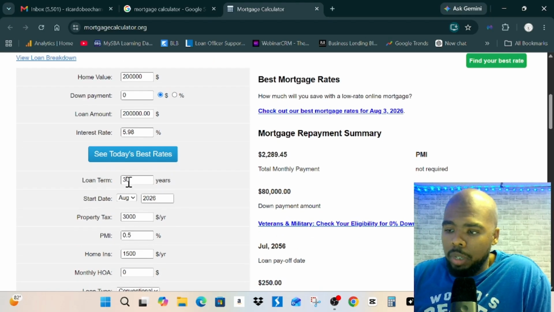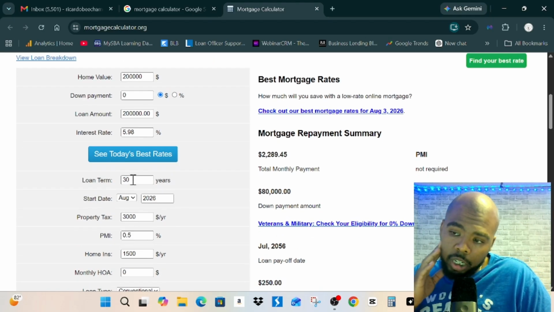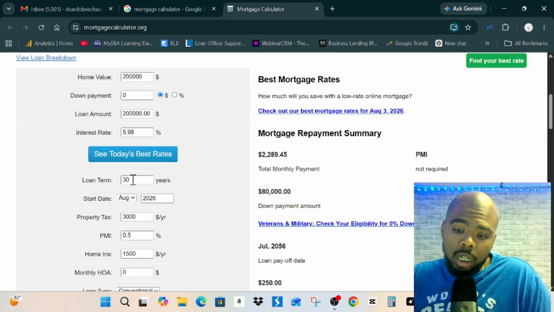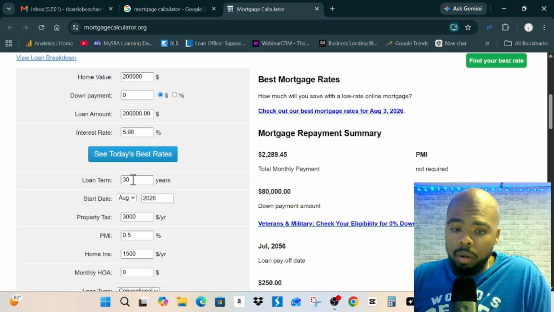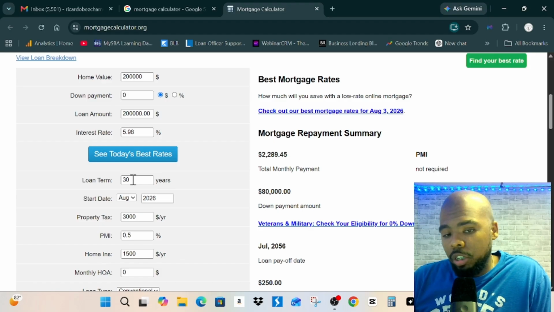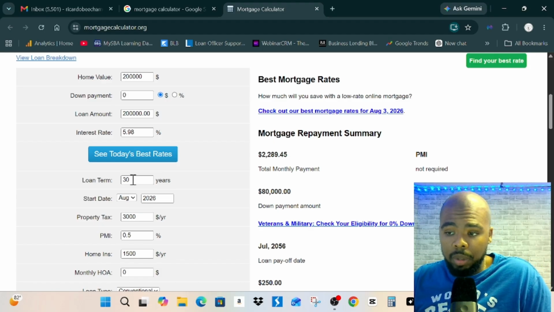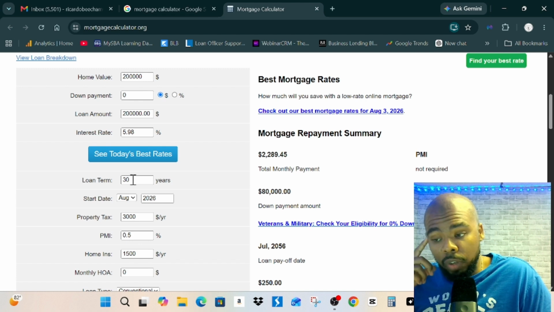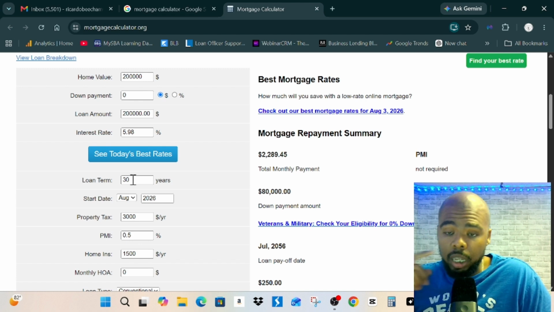Now, simply go down here. When it comes to loan terms, here's one thing I want you guys to remember. The lower your term, the higher the payment amount. The higher the term, the lower the amount. Reason being is because they're stretching that payment over time. So the longer the payment is stretched out over time, the lower your monthly payment is. Now, what does that mean? On the flip side, that means you're going to be paying more overall for the house.